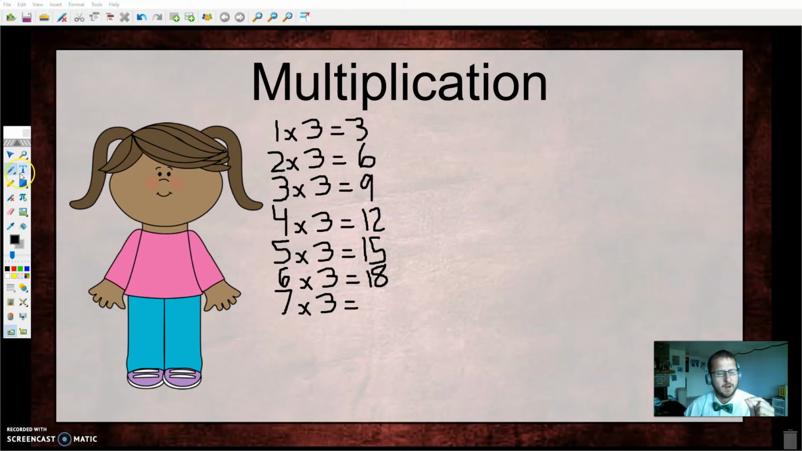Okay, now let's think about our area model. In that diagram there, we have columns of 3, and we have 7 of those columns. Let's think about that as an array.